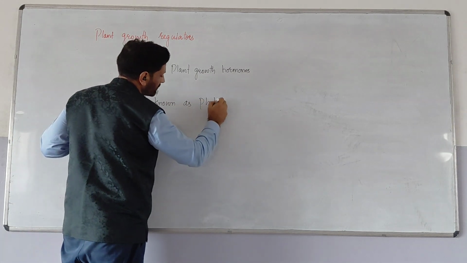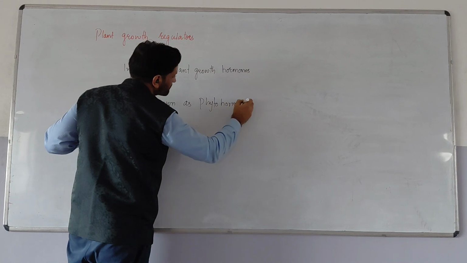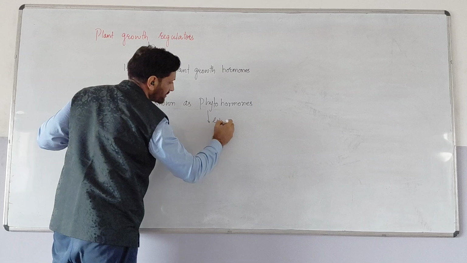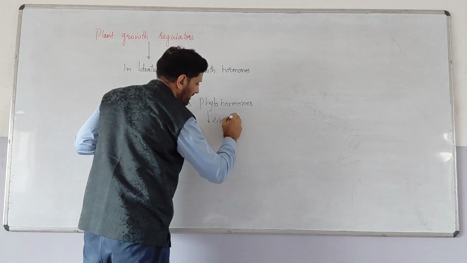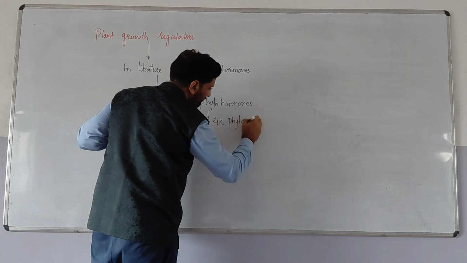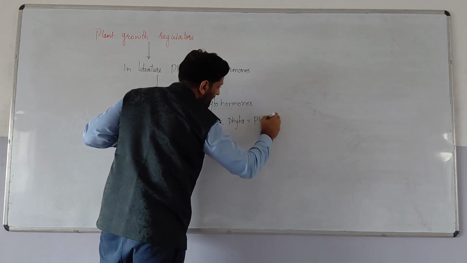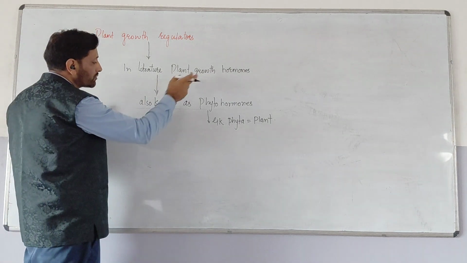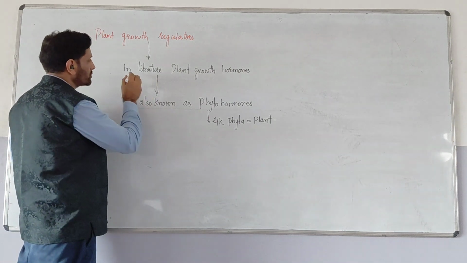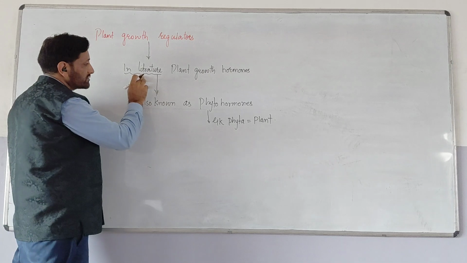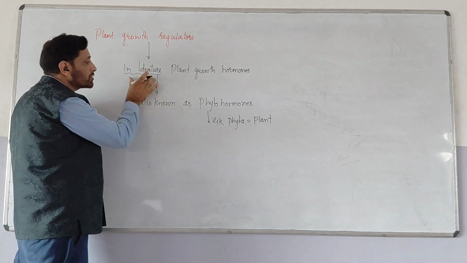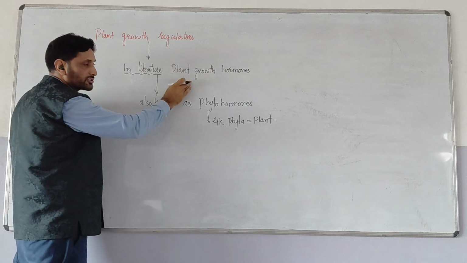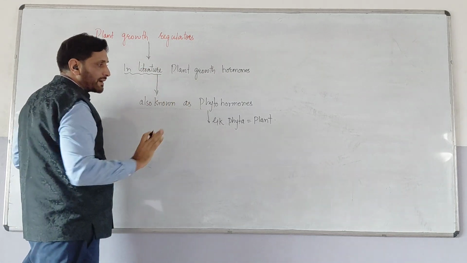phytohormones. Why phytohormones? Because phyto is actually a Greek word. Phyto means plant. So these plant growth hormones are also known as phytohormones. You have to remember this word, the most important word, the memory lane question. In literature these plant growth regulators are plant growth hormones, also known as phytohormones.